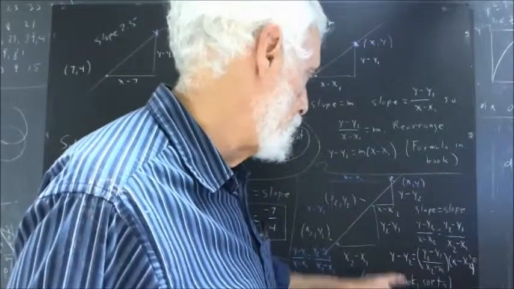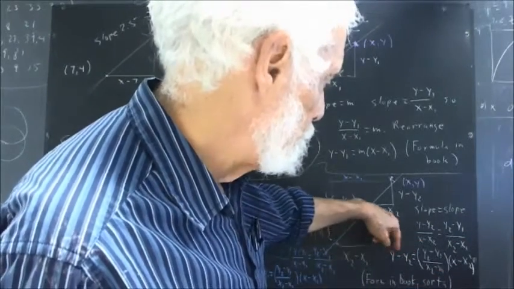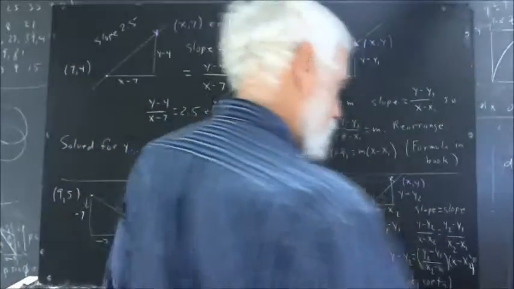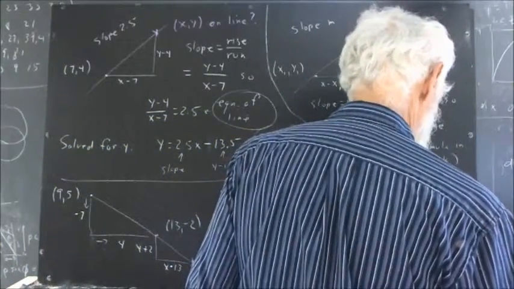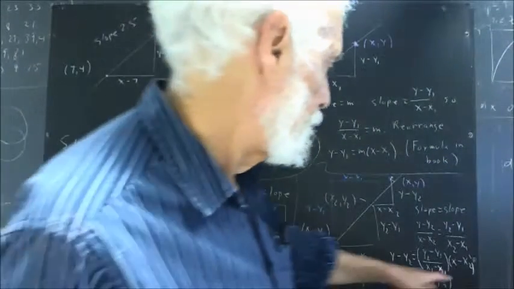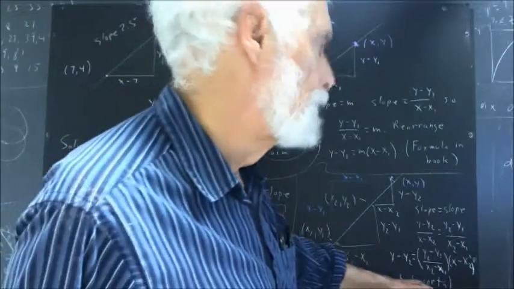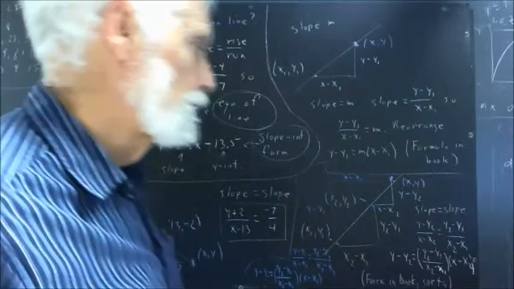We can multiply through by x minus x2. We get y minus y2 equals y2 minus y1 over x2 minus x1, and that's multiplied then by this denominator x minus x2. That's the form in the book, sort of.